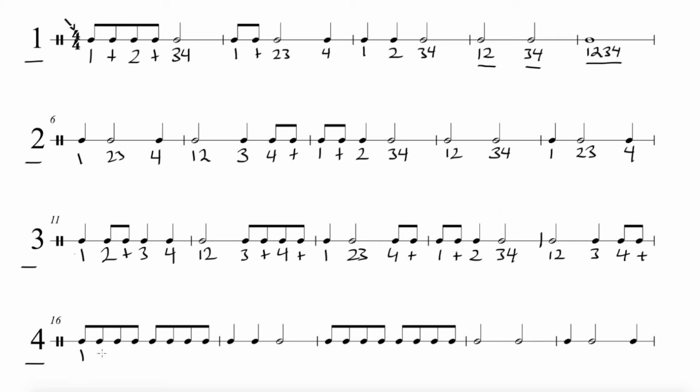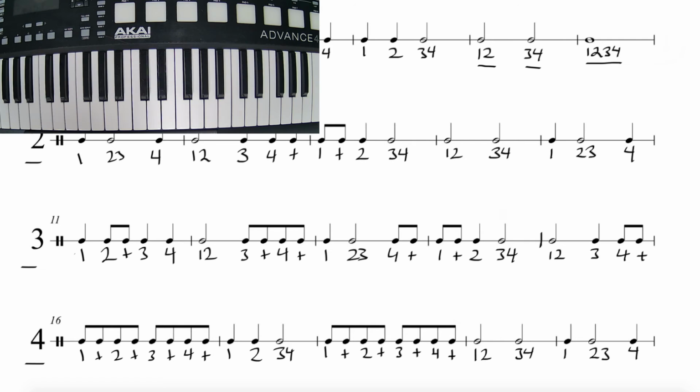Number 4. 1 and 2 and 3 and 4 and. This is right back at the very first sheet. 1, 2, 3, 4. 1 and 2 and 3 and 4 and. Next bar. 1, 2, 3, 4. Last bar. 1, 2, 3, 4. Easy, easy, easy. This one will have some fast parts and some slow parts. I'm sure you can tell already.